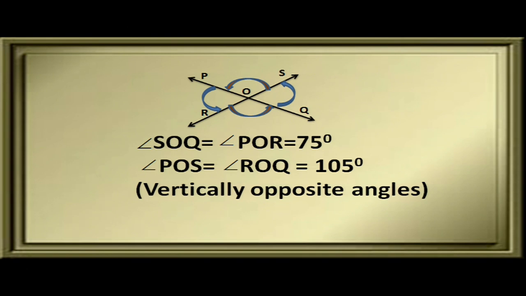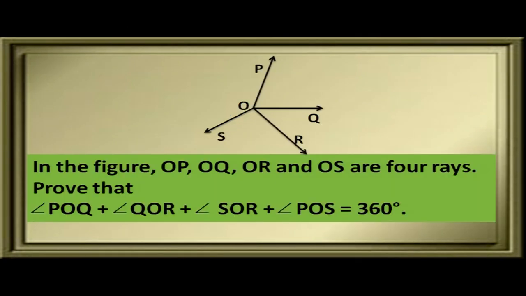Now let's see another problem. In this case, OP, OQ, OR and OS are four rays. Prove that angle POQ, QOR, SOR and POS, the sum of these four angles, is equal to 360 degrees.